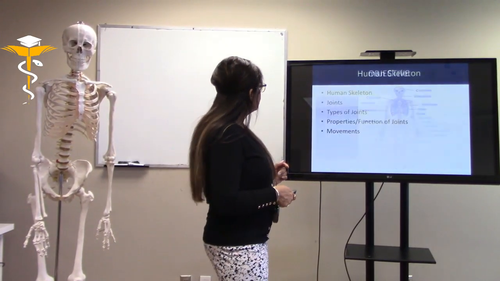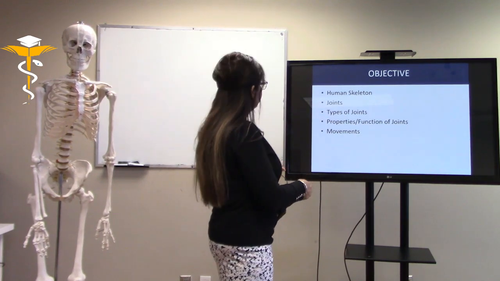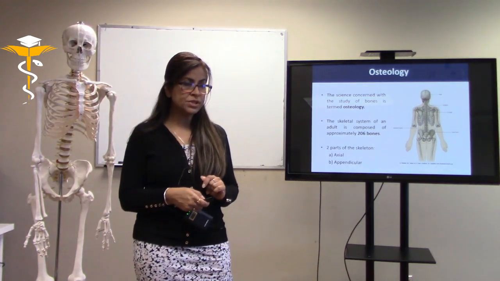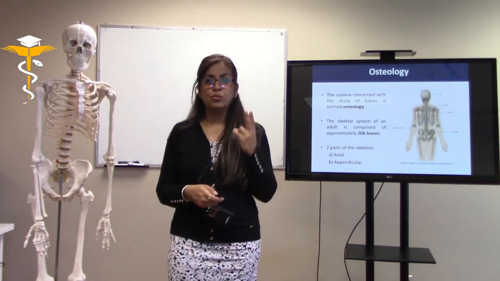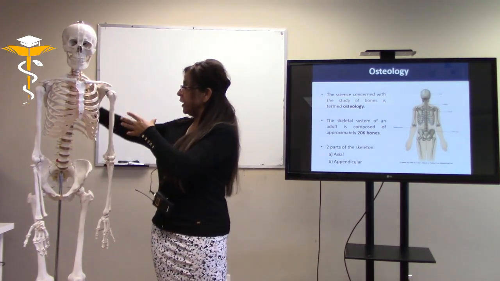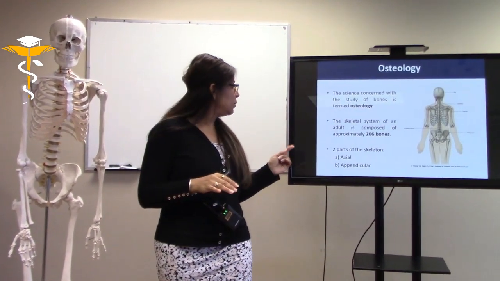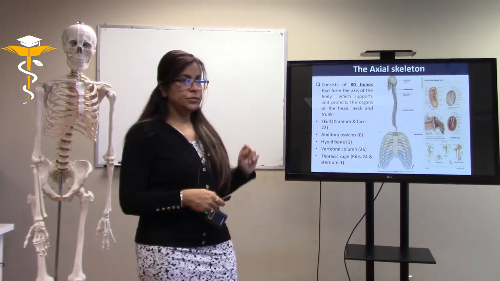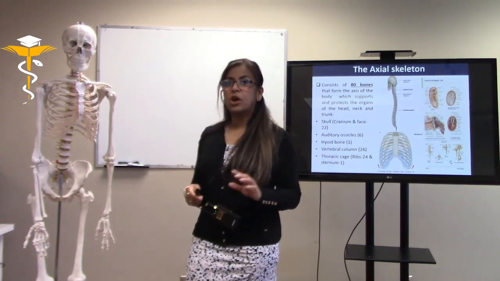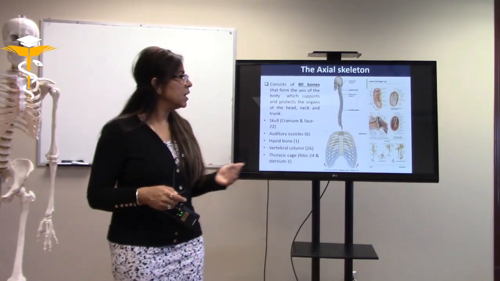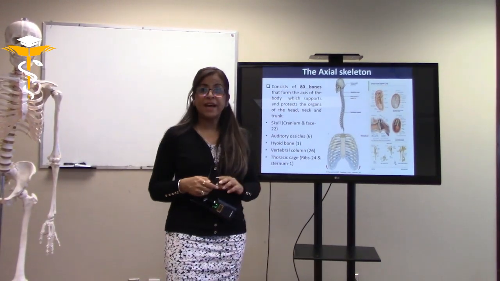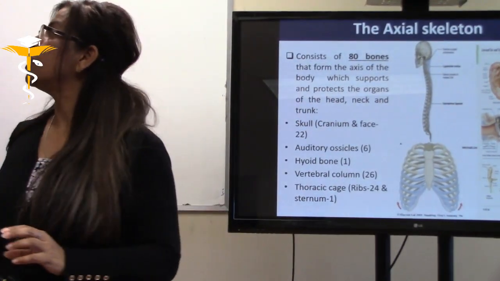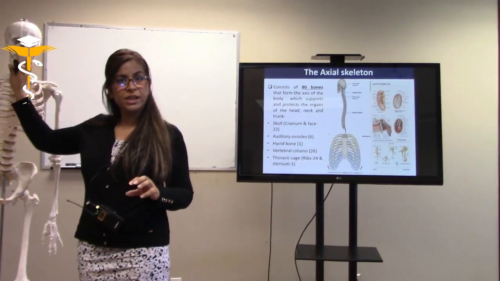In the human skeleton, I also wanted to explain, let's go back to the next slide. As I told you, there are 206 bones. The human skeleton is divided into two parts. There is the axial part, and then there is the appendicular part. The axial skeleton consists of about 80 bones out of the 206 that form the axis of the human skeleton. The axial skeleton will consist of our skull, which is the cranium and the face.